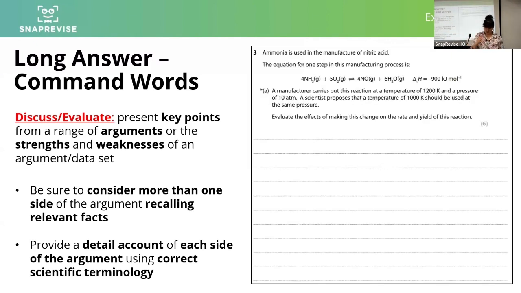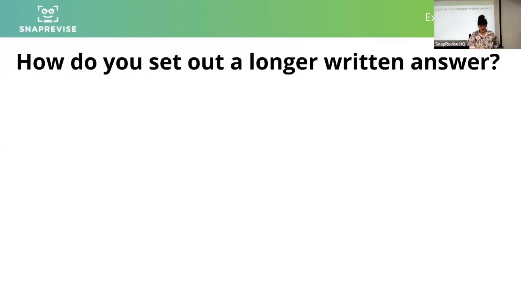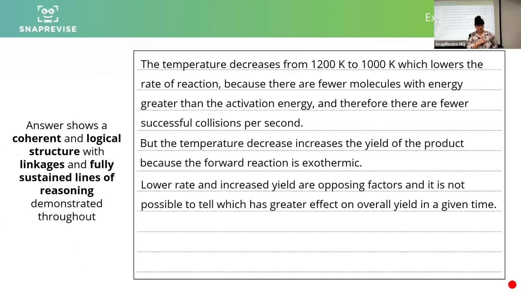There we go. For example, here, again, I'm definitely not going to go through this because it's a full 6 marker. Here, you've been asked to evaluate the effects of making this change on the rate and yield of this reaction. I'm not going to be able to go through it. I'm really sorry because we are low on time, but we have got an answer here. We will email answers out. Here our answer shows a coherent and logical structure with linkages and fully sustained lines of reasoning.